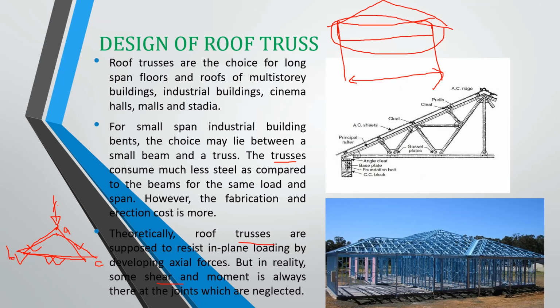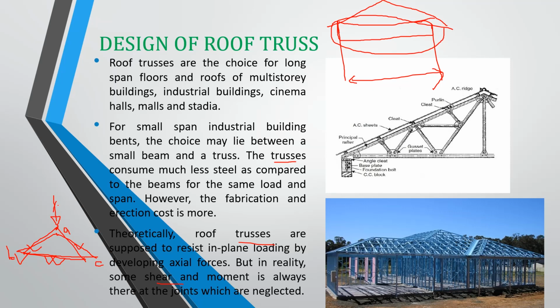We saw that there is either tension or compression in the component members of the truss. But what happens in reality is that some shear and some moment forces are always there at the joints, which are neglected. Even when we are performing manual calculations of truss forces, we neglect all kinds of secondary stresses.